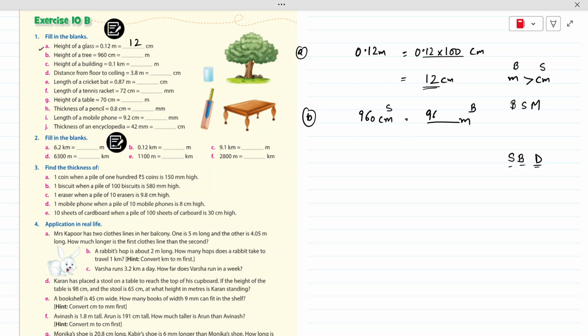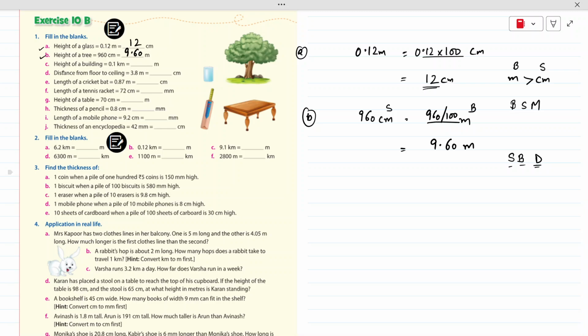So this is 960 divided by 100. This can be written as 9.60 meters. Easy. So kids, again we should know which unit is bigger, which is smaller, and what is the relation between the units. Using that, we can do these questions.